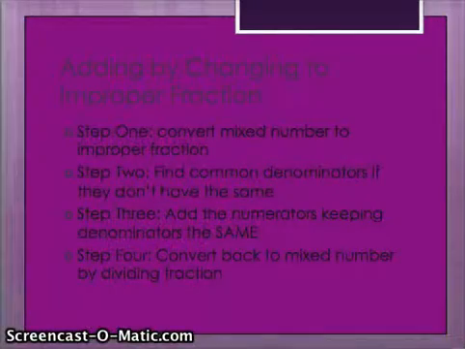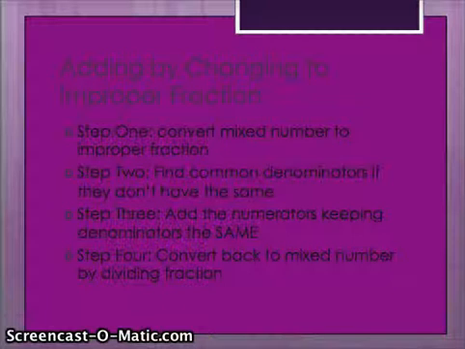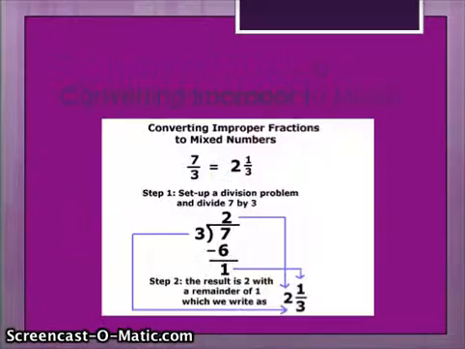So first off, adding by changing to an improper fraction. Step 1, you need to convert the mixed number to the improper fraction, just like I told you, the train that I just showed you. Step 2 is find the common denominators if they don't have the same denominator. Step 3, add the numerators, keeping the denominators the same. Step 4, convert back to a mixed number by dividing the fraction. Now I'm going to go in depth and show you these things.